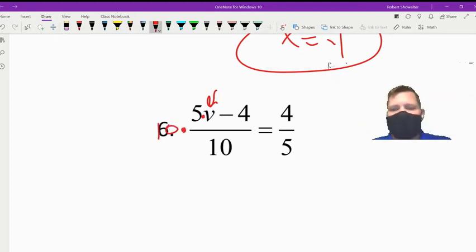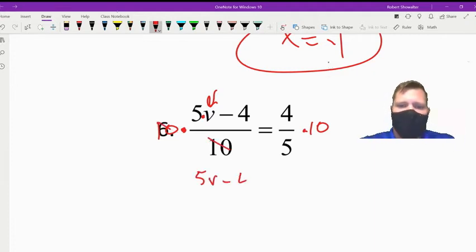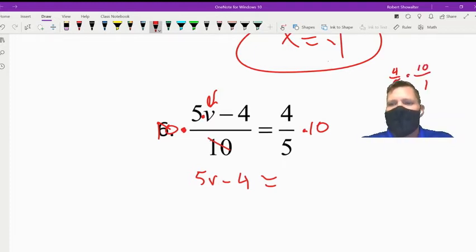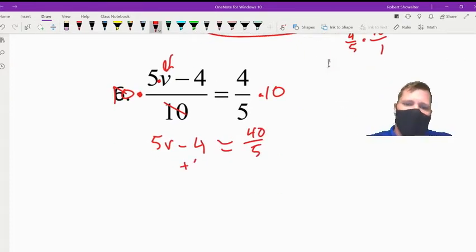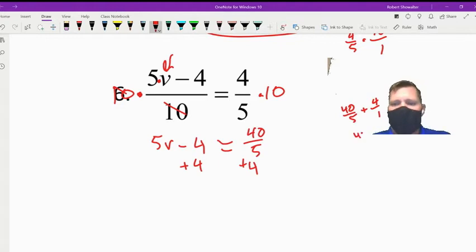So we're going to multiply both sides by 10. It's opposite divide, so those two cancel. So we get 5b minus 4 equals now 4 over 5 times 10. It's going to be 4 times 10, which is 40 over 5. We're going to keep going now. Now we're going to add 4 to both sides. 40 over 5 plus 4 over 1 is going to be 40 over 5 plus 20 over 5, which is 60 over 5, which is 12.